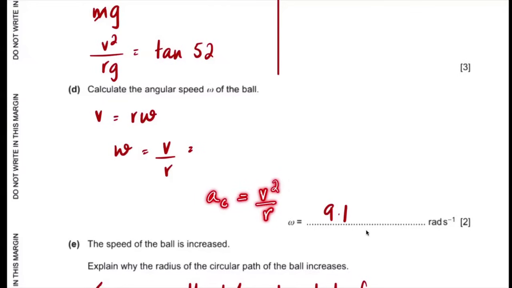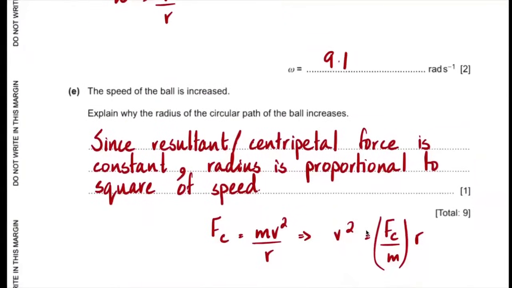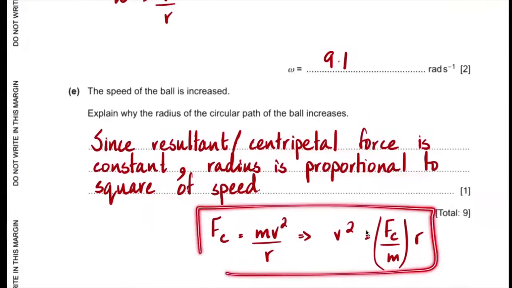In any way, I can say that because the centripetal acceleration is the same, v squared is proportional to r. So if v increases, then r would also increase, right? So since the resultant force, or you can say the centripetal force or the centripetal acceleration, is the same, the radius is proportional to the square of the speed, which you can see here as well, right?